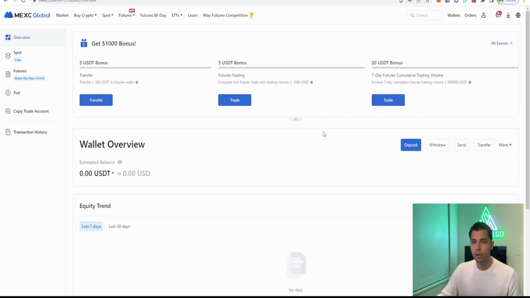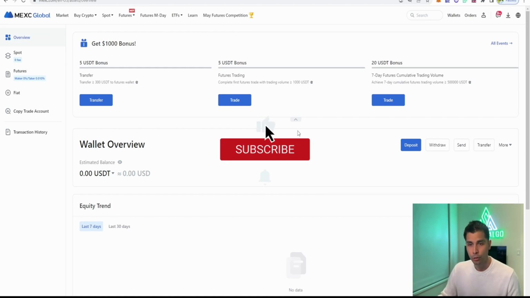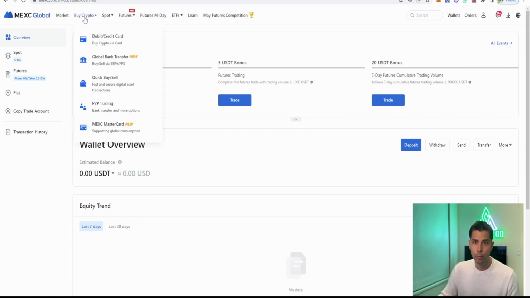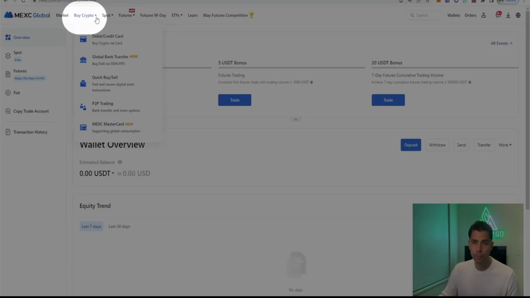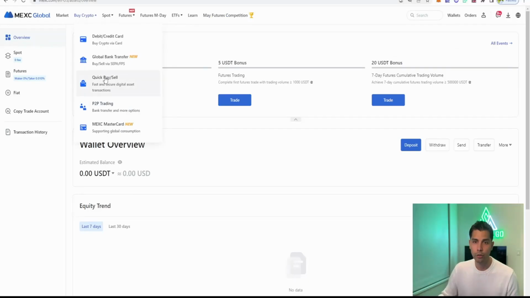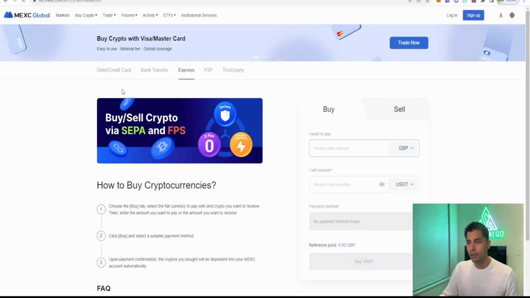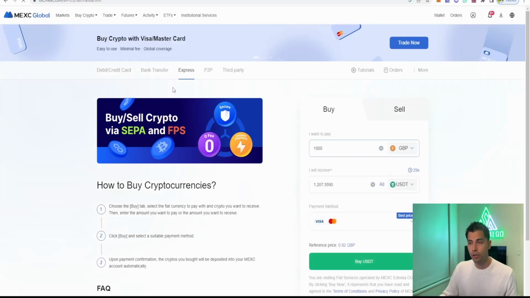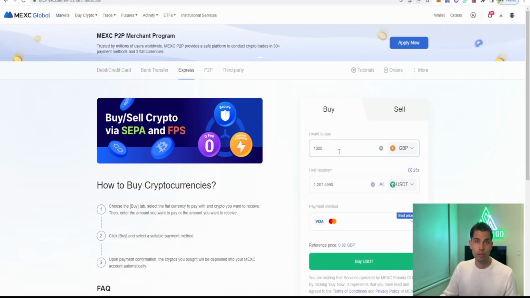Okay, so now let's move into the next step. What you want to do is get money onto this account so you can start trading and buying crypto right away. So what we're going to do here is go up to the top tab where it says buy crypto. The fastest way to do that is to go to where it says quick buy and sell. And on this page, this is where we're going to be able to enter the currency that we're going to be using in exchange for the crypto that we want to receive.